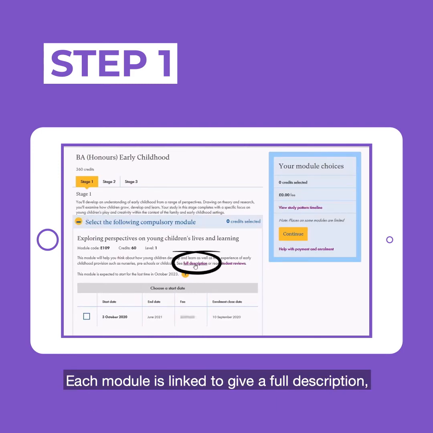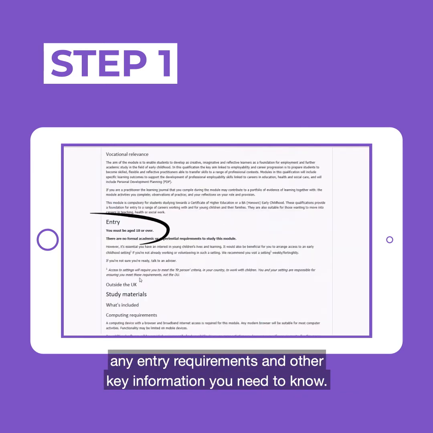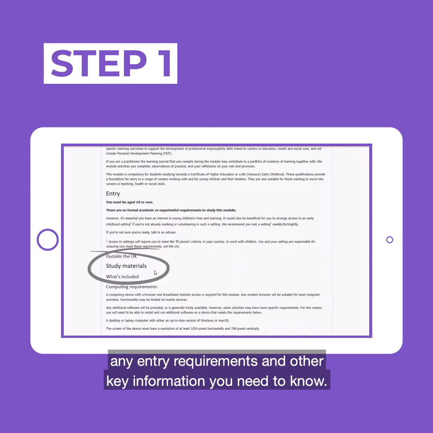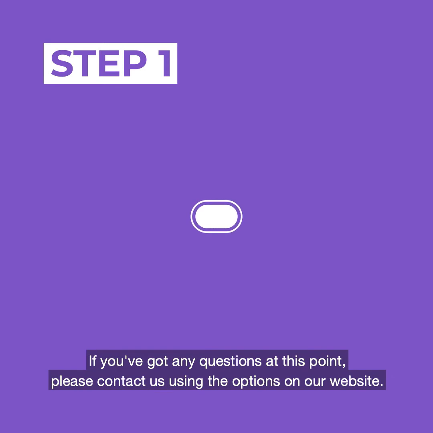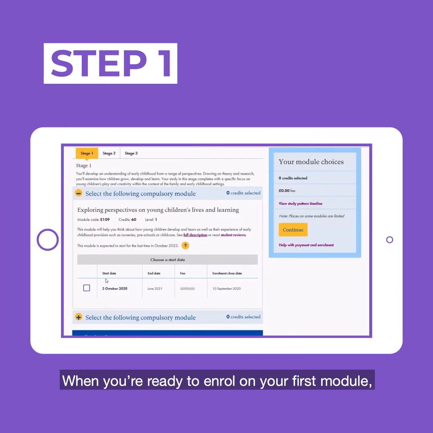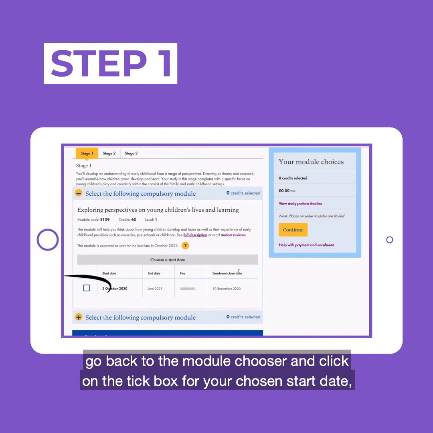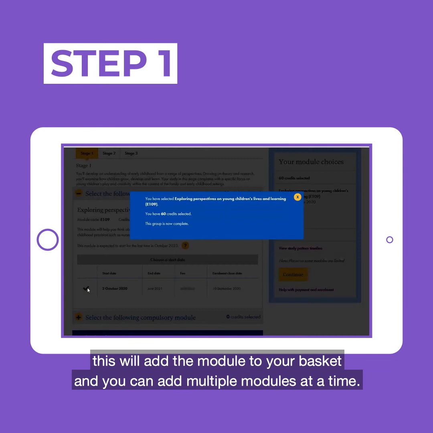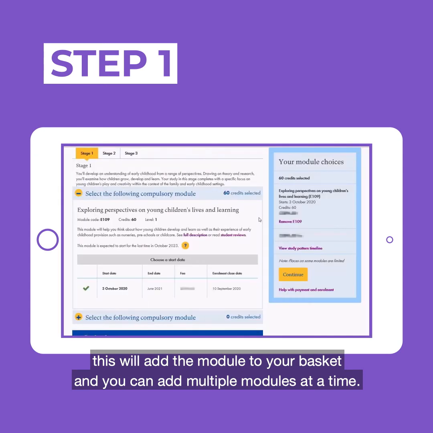Each module is linked to give a full description, any entry requirements and other key information you need to know. If you've got any questions at this point, please contact us using the options on our website. When you're ready to enrol on your first module, go back to the module chooser and click on the tick box for your chosen start date. This will add the module to your basket and you can add multiple modules at a time.